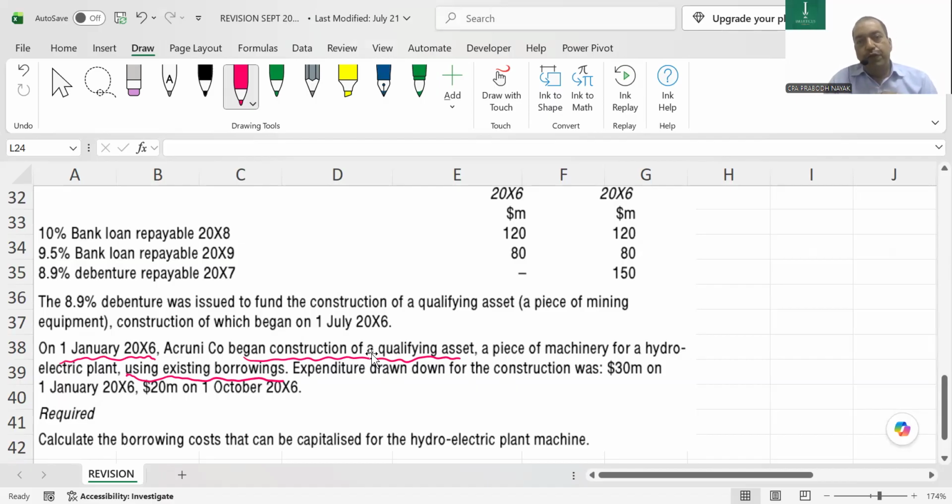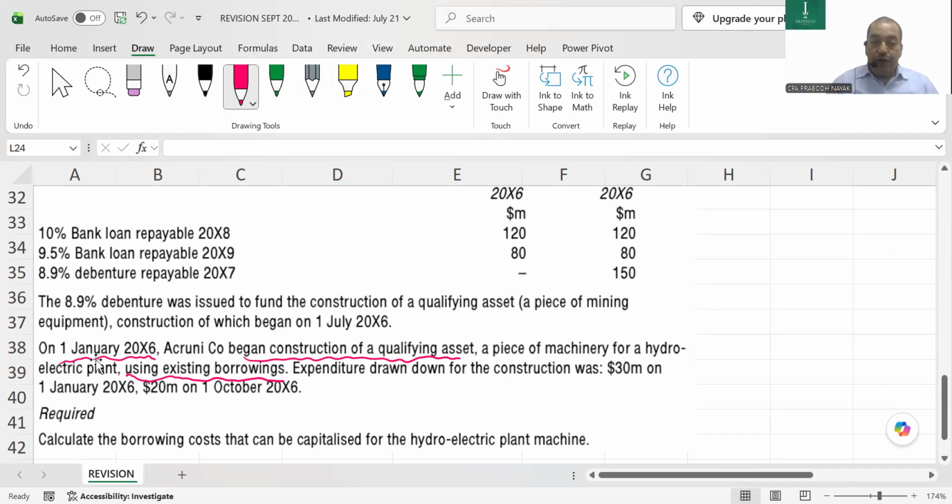Good. Different students are giving different answers. So variety is the spice of life. Two things I've underlined. Only two students have given me the correct answer. 1st January 2026 is the date of starting the construction, and they have very clearly given that the company began construction of a qualifying asset using existing borrowings.